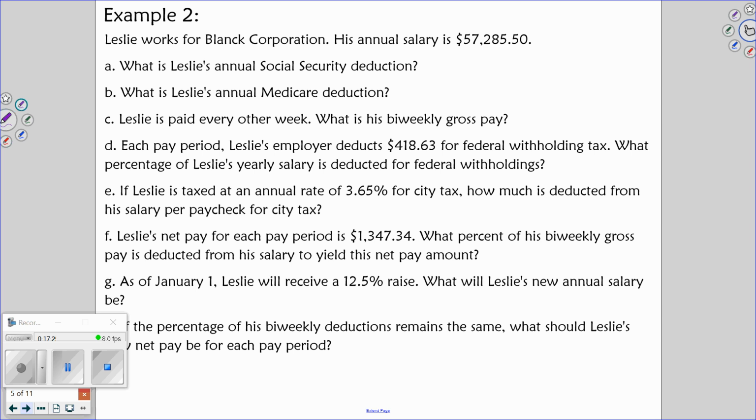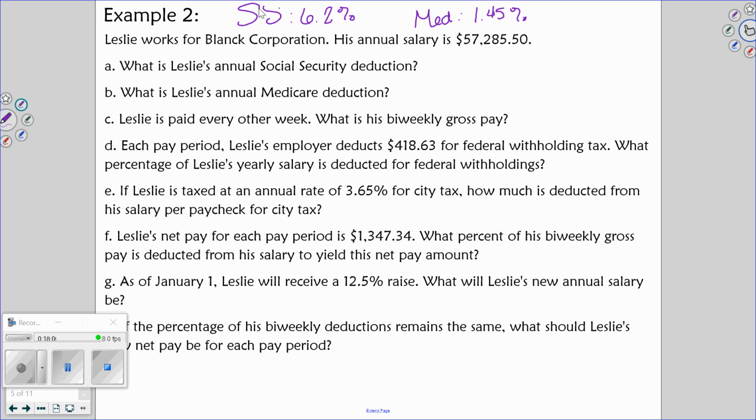All right. So on here and on homework tonight, we're going to use Social Security as 6.2%, and we're going to use Medicare as 1.45%. Those are the most. We're not going to worry about maximum right now. We're going to assume everyone's underneath the max, so we don't have to worry about when they max out and stuff like that.